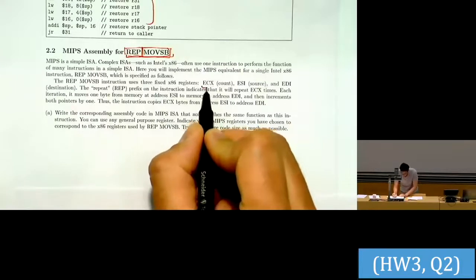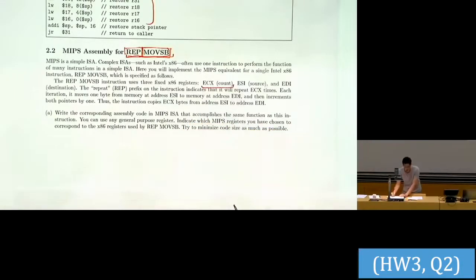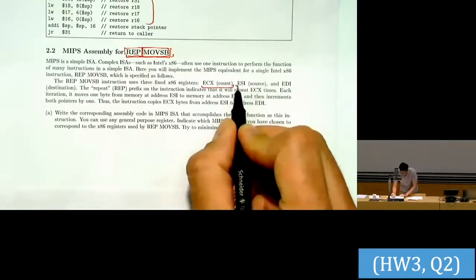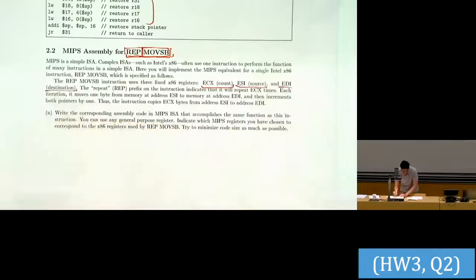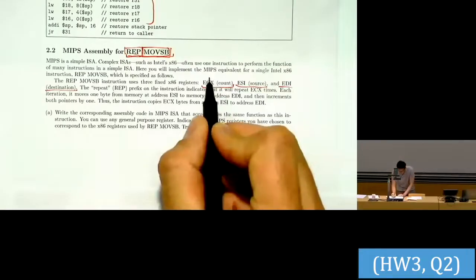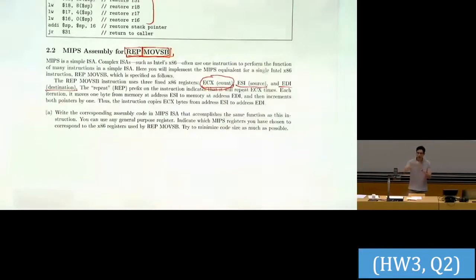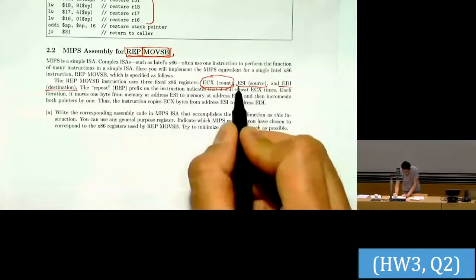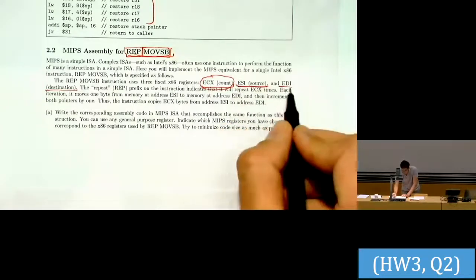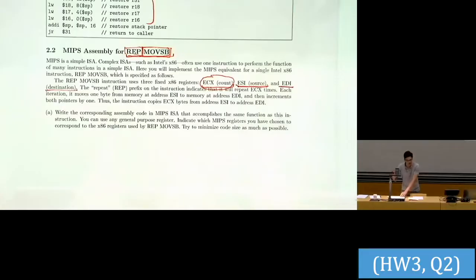There is one count register, ECX, and then we have one source register and one destination register. This source and destination are 2 pointers to 2 different arrays, and what this operation does is, for several times, and this number of times is the content of this register ECX, copy byte by byte from the source array to the destination array. And after each of these copies, these 2, ESI and EDI, are incremented.